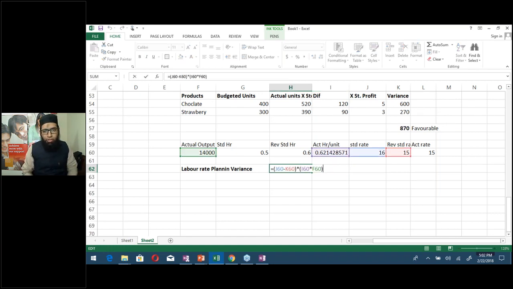Let's open this one. Once again, it is standard rate minus revised standard rate. So instead of actual rate, I have replaced it with revised standard rate, multiplied by the actual hours, and the formula for actual hours will be actual hours per unit multiplied by number of units.